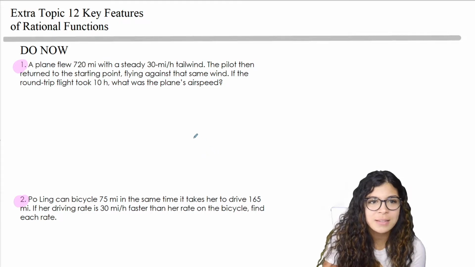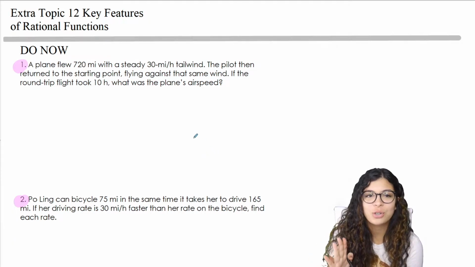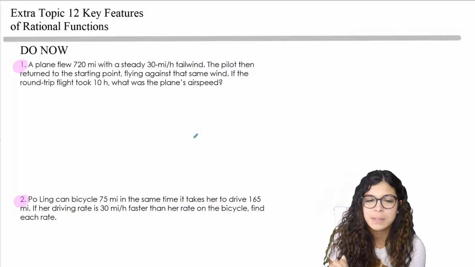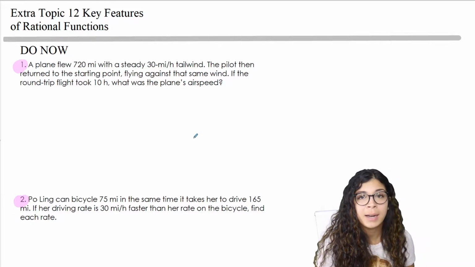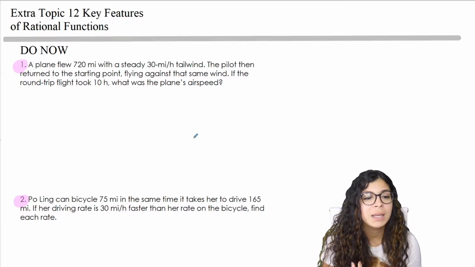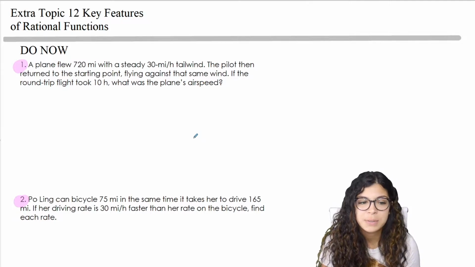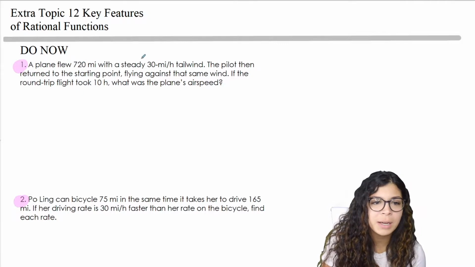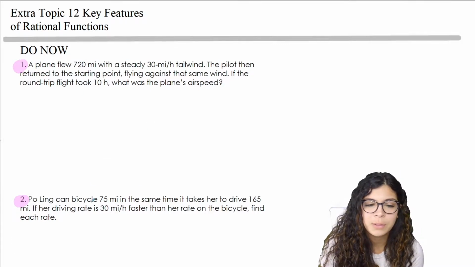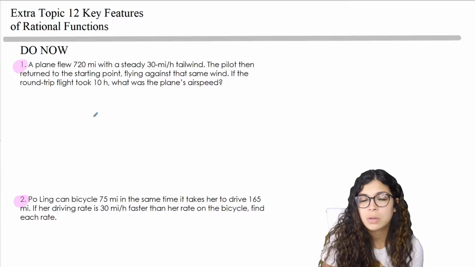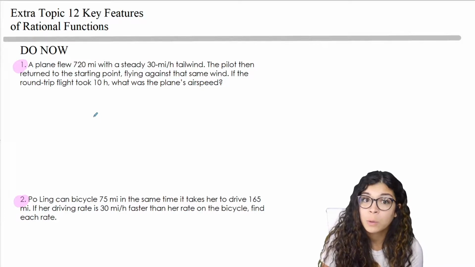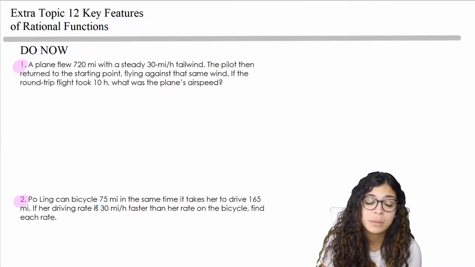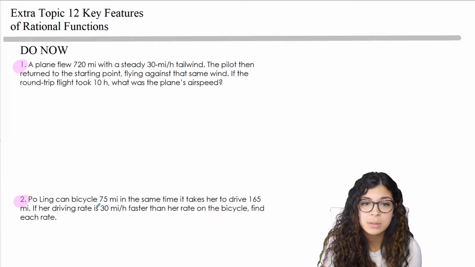Guys, in this video we are covering key features of rational functions. Specifically, we're going to be looking at asymptotes and x-intercepts and y-intercepts. Before we do that, I do want to do a couple of review questions. These review questions are on real world problems with rational equations.